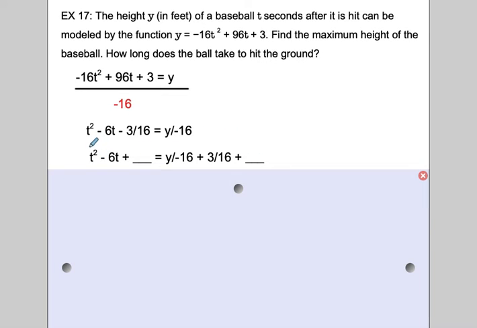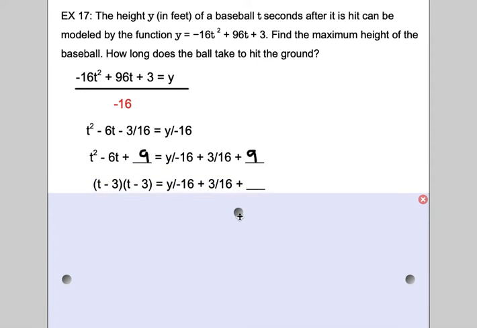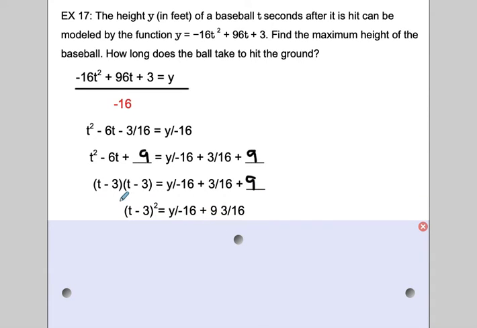completing the square. Half of negative 6 is negative 3. Negative 3 times negative 3 is positive 9. So I'm going to add 9 to both sides. Half of negative 6 is negative 3, so it's t minus 3, t minus 3. Y divided by negative 16 plus 3 over 16 plus 9. Condense. T minus 3 squared equals y over negative 16 plus 9 and 3/16.